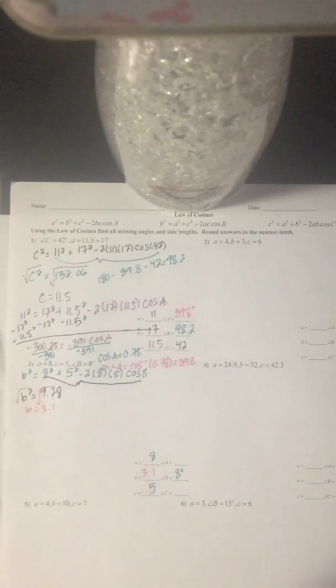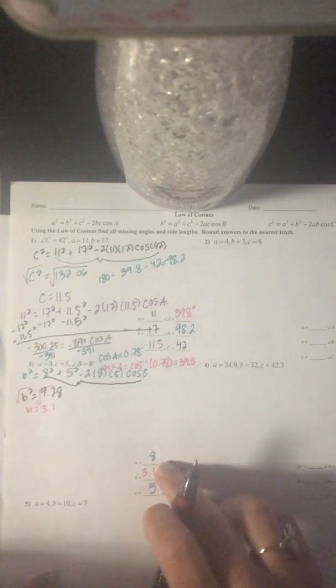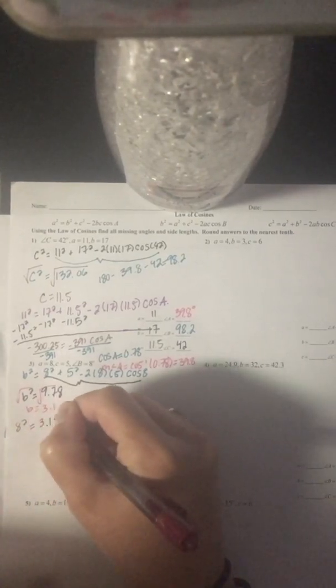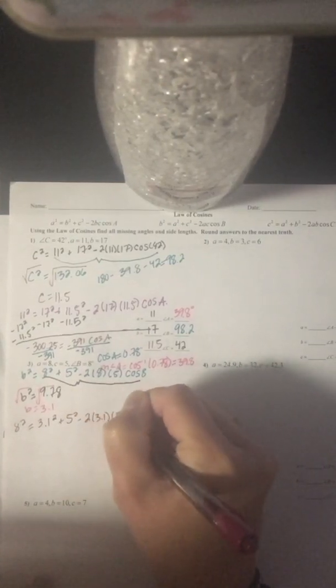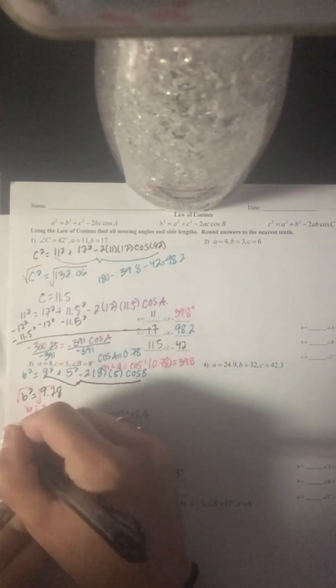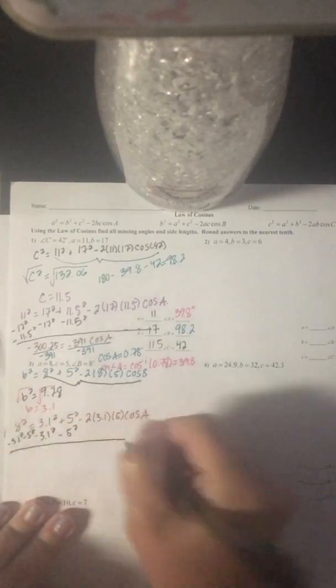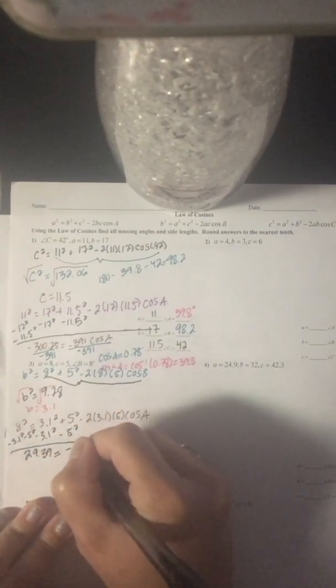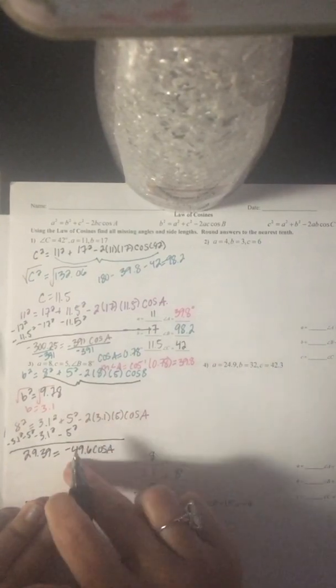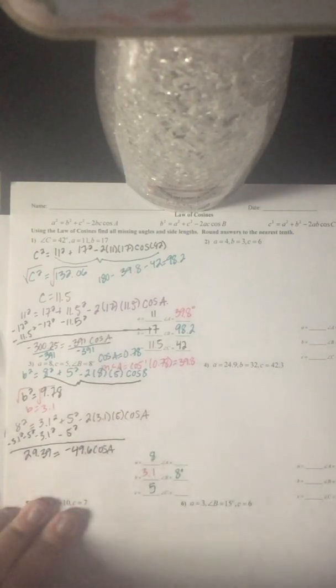Okay, then we have to solve for another angle. I'm going to go with angle A. So since we're looking for angle A, we're going to use this formula. So that's 8 squared is equal to 3.1 squared plus 5 squared minus 2 times 3.1 times 5 times the cosine of A. Again, we're going to subtract 3.1 squared and we're going to subtract 5 squared from both sides. And that gives us 29.39 is equal to negative 49.6 cosine of A. I got negative 49.6 by multiplying negative 2, 3.1, and 5.